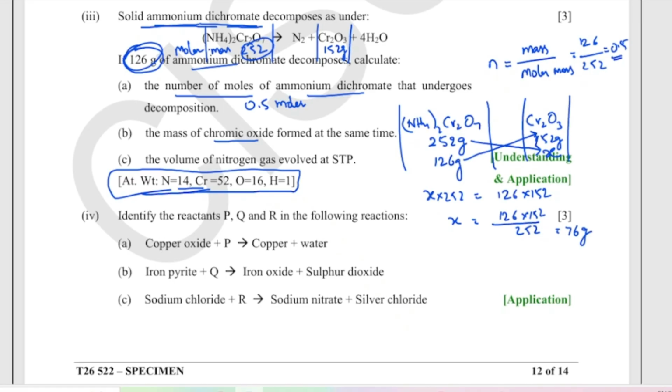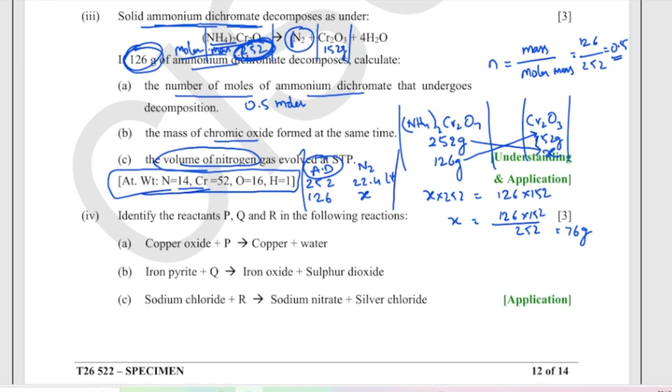Right. Next, the third one, the volume of nitrogen gas. Now from this equation, when you take 252 grams of ammonium dichromate, nitrogen gas, 1 mole, is produced. Whenever it is 1 mole of a gas, it means it is 22.4 liters. Now in this case, the ammonium dichromate taken is 126 grams. So then what must be the volume of nitrogen produced?